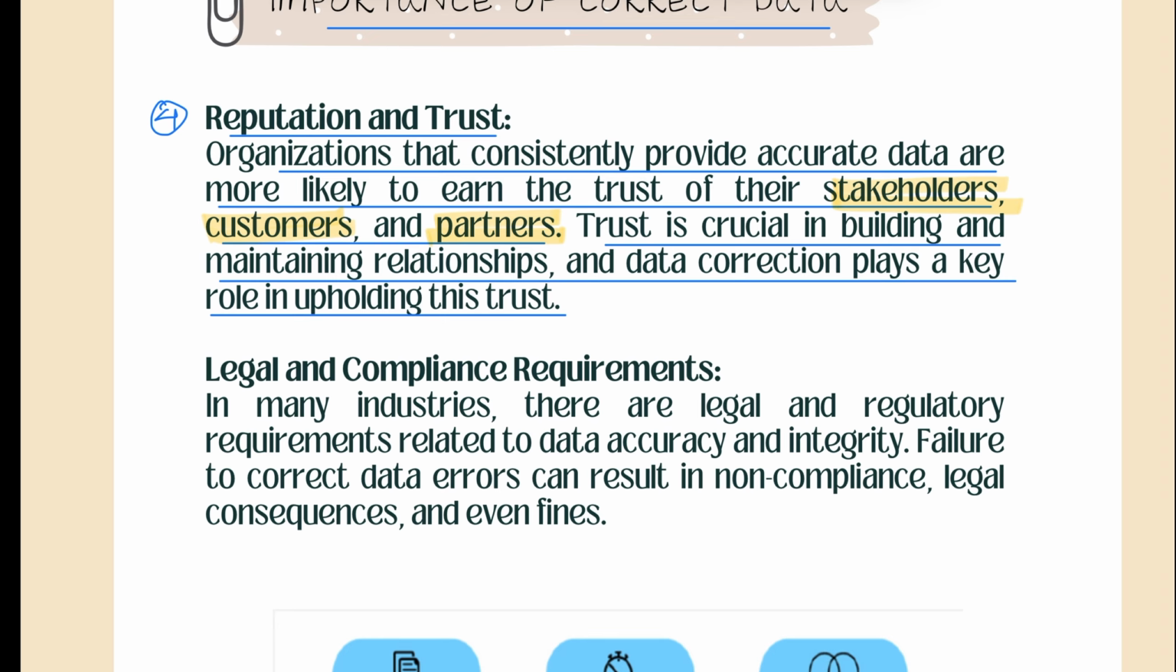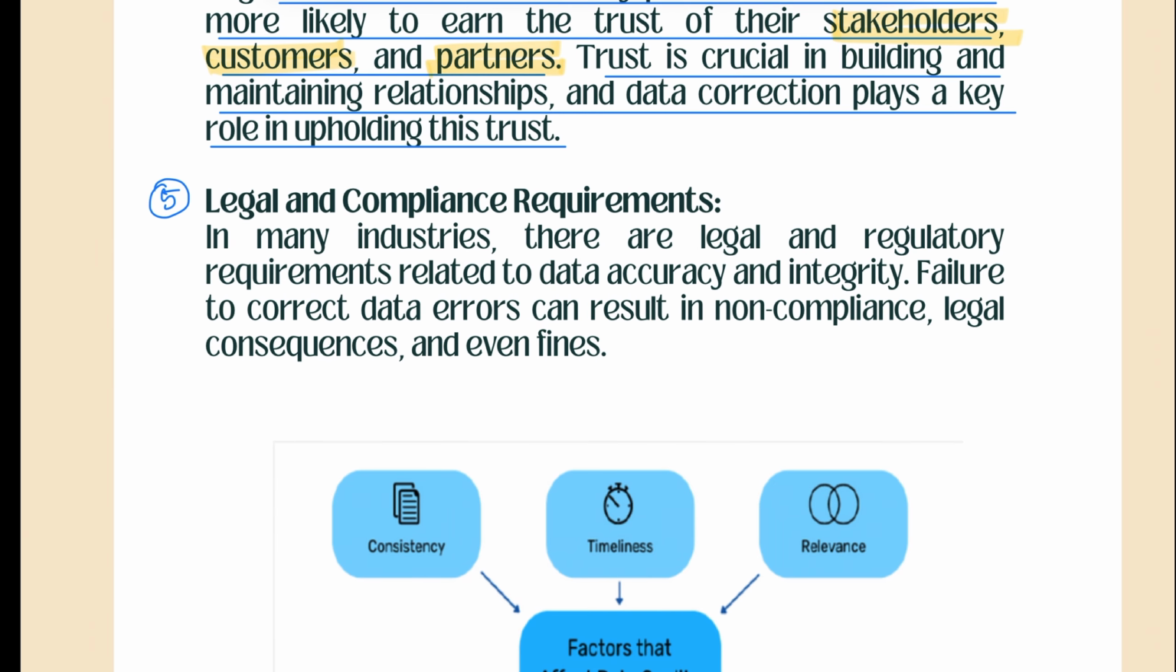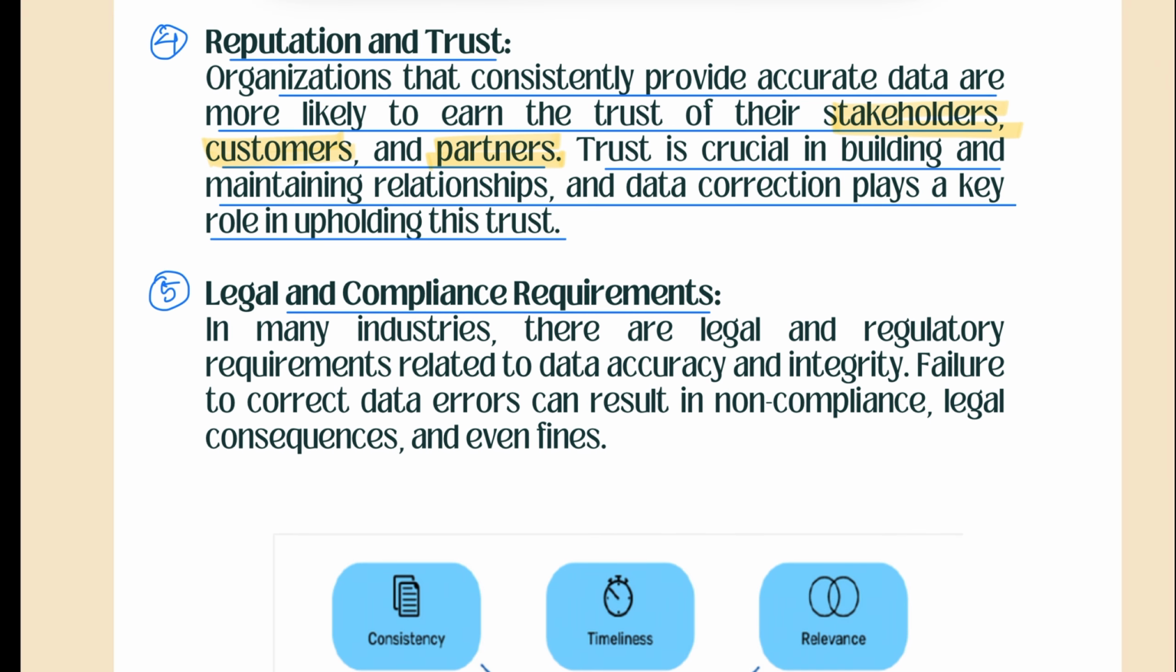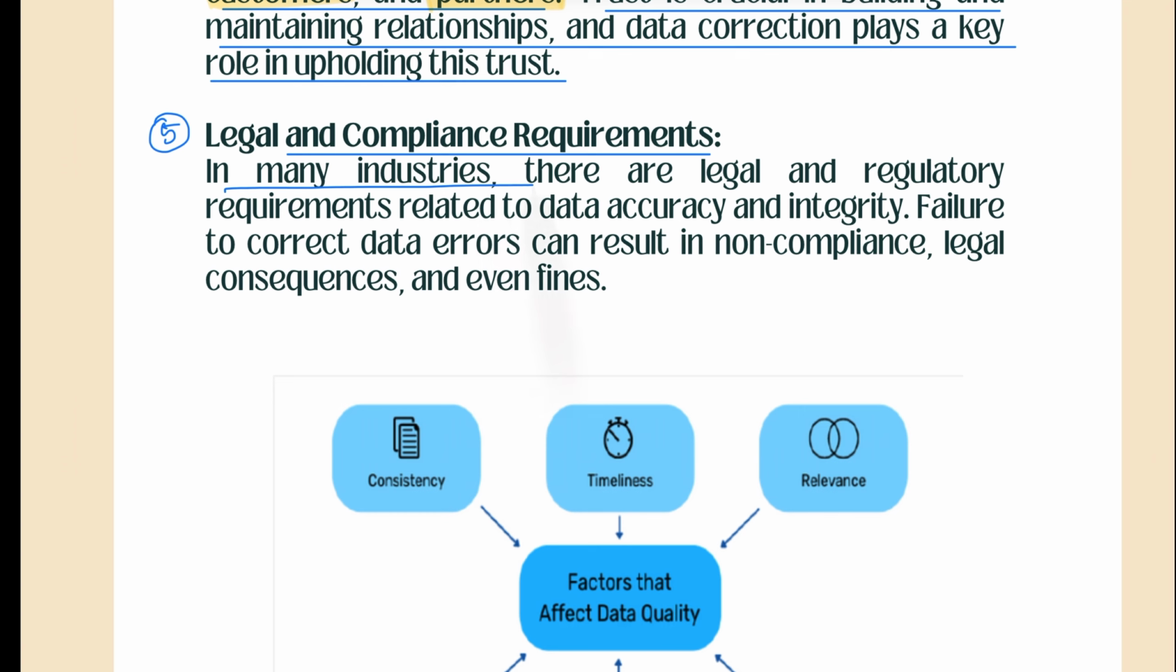Correct data has huge importance. This is the fifth one: legal and compliance requirements. In many industries, there are legal and regulatory requirements related to data accuracy and integrity. Failure to keep the data correct can result in compliance errors, legal consequences, and even fines.